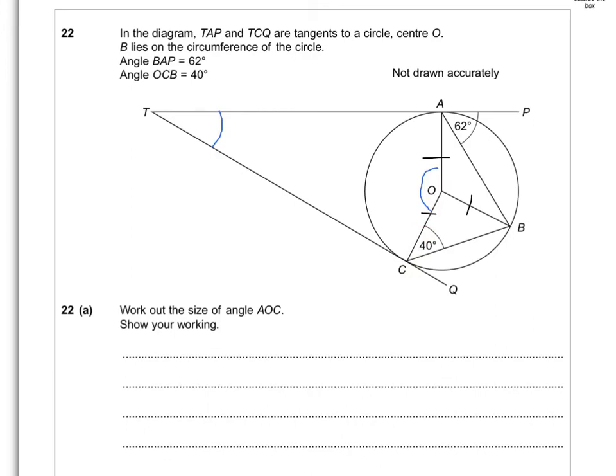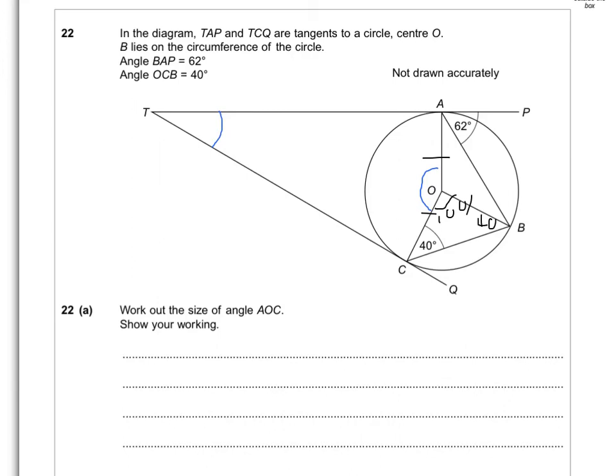So I know I need to work out AOC, but I'm going to try to work out any angle I can to start with. So the first thing I can see is that this angle here is 40, and that's 40 because we have an isosceles triangle. So 40 and 40 is 80, which means this angle up here is 100.